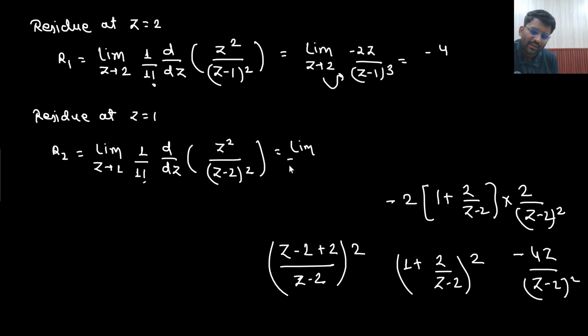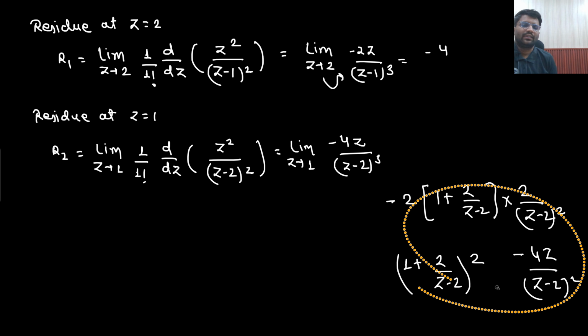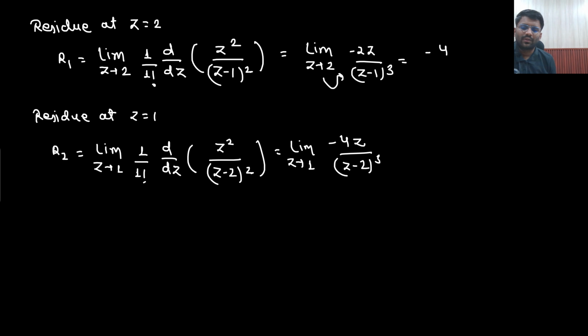Limit z tending to 1 of minus 4z upon z minus 2 whole cube. There you go. This is what we are getting. After the differentiation, you can do it on your own. Differentiation and everything you should be able to do. Now you put z equals to 1 here, what you will be getting? This will be answer coming out to be 4. So one residue is coming out to be minus 4, other residue is coming out to be plus 4, and summation is 0.